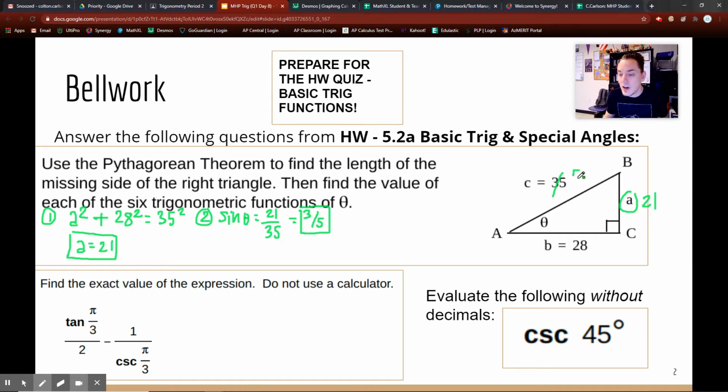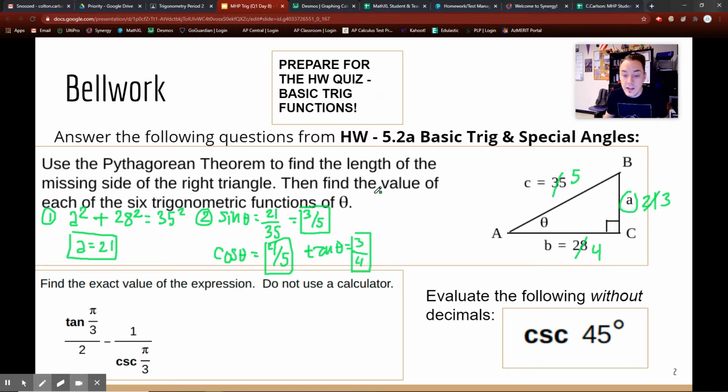So divide by 7 is 5. Divide by 7 will be 3. And divide by 7 will be 4. So here's a 3, 4, 5 triangle. If you didn't notice that already, I'm telling you right now. So 3, 4, 5 triangle. This is cosine of theta. And so now cosine is adjacent over hypotenuse, so that's 4 over 5. And then tangent is going to be opposite over adjacent. So opposite is 3 over adjacent, which is 4.